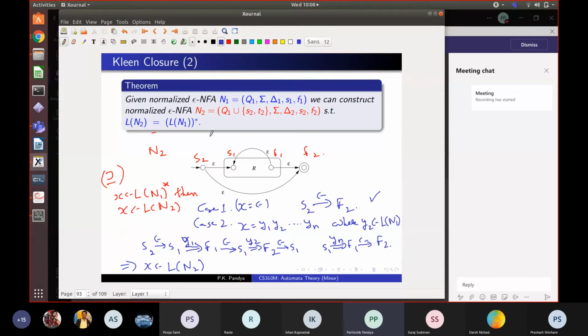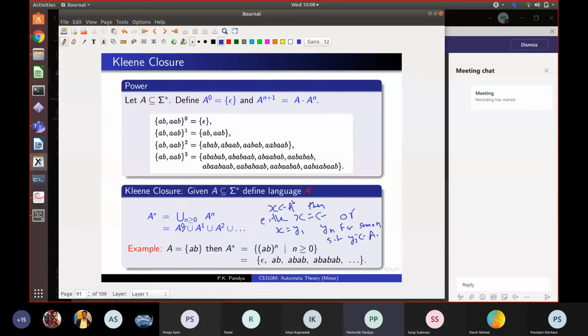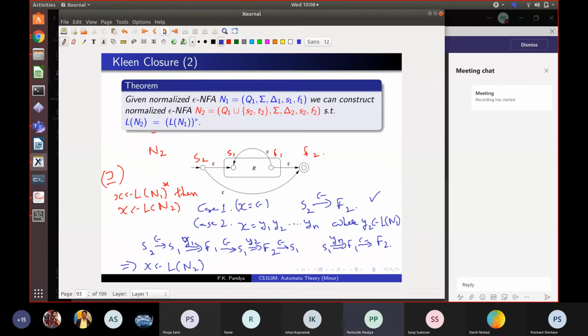So this construction lets you do the Kleene closure of a regular language. Given an automaton for a language, we can construct an automaton for its Kleene closure. Is this clear? This is going to be an important construction. It gives us the ability to repeat a certain language an arbitrary number of times: 0 times, 1 time, 2 times, 3 times. That is what these iterations are. Repeat the words of the language 0 times, 1 time, 2 times, 3 times, and then you get A star. So that is the Kleene closure operation.